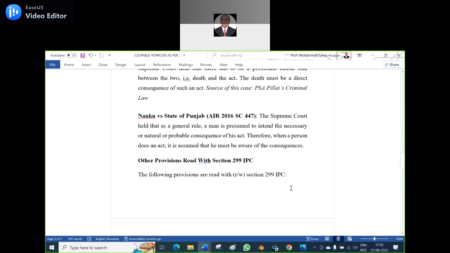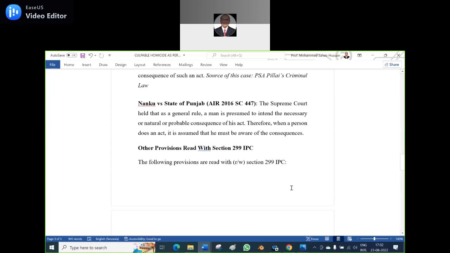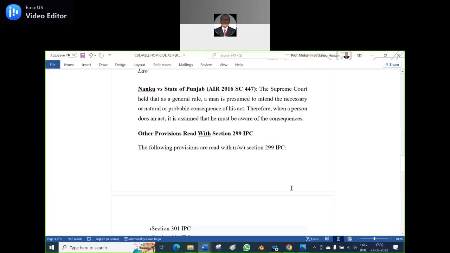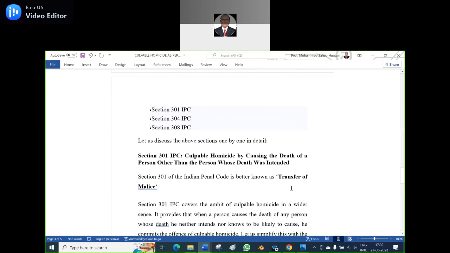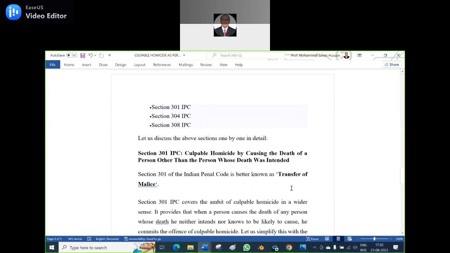Now let us see the other provisions read with Section 299 IPC. The following provisions are read with Section 299 IPC: Section 301, 304, 308. Now let us see how 301 is applicable to 299. Culpable homicide by causing the death of a person other than the person whose death was intended. Suppose he wants to kill C, but C escaped and D died.